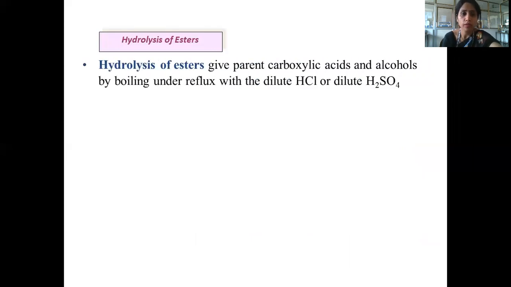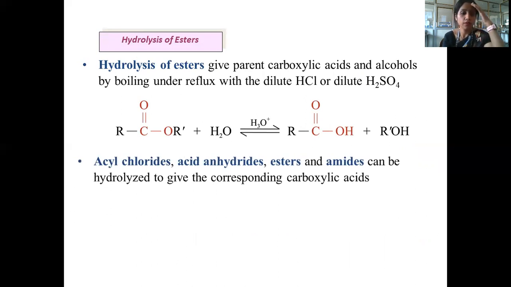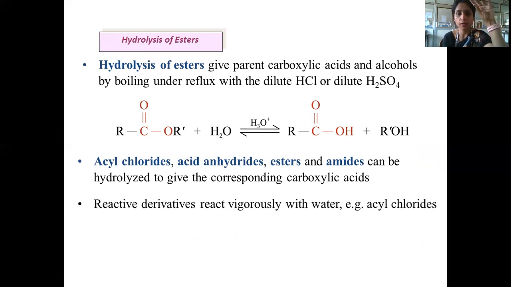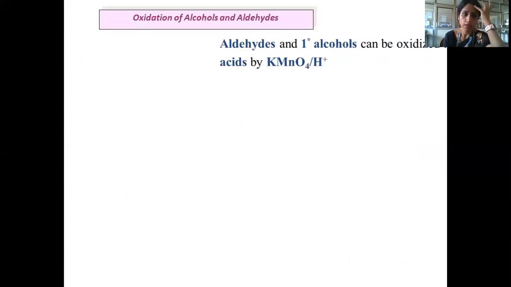Then, through hydrolysis of esters, this gives the parent carboxylic acid and alcohol by boiling under reflux with dilute HCl or H2SO4. Now, acyl chlorides, acid anhydrides, esters, or amides can all be hydrolyzed to give the corresponding carboxylic acids. The reactive derivatives, like acyl chloride, react vigorously with water, and the less reactive derivatives require more severe conditions to bring about the reaction.